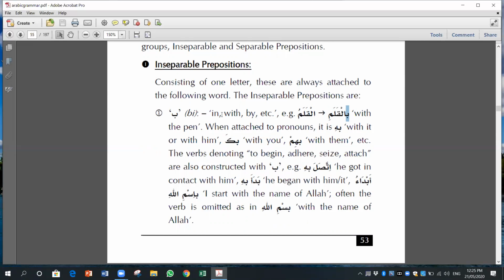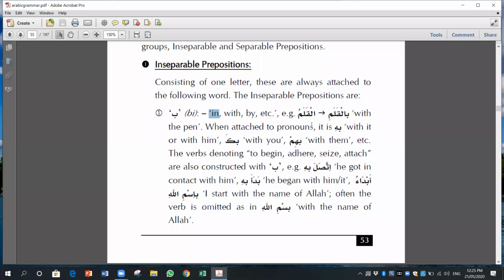So B means with, mostly it is with. B means with, or by also, and in also. For example, we use it so many times. We say Bismillahir Rahmanir Rahim. Bismi, actually it was B ism, like bil qalam. So bil qalami, same way we say Bismi, that is, name. Ism means name. Do you know the translation of Bismillahir Rahmanir Rahim?